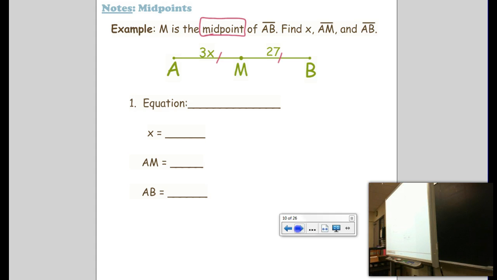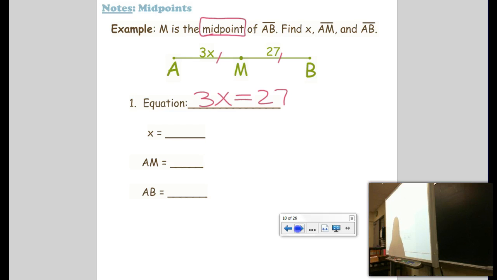So what is true about AM and MB? They're the same. Ding, ding, ding. So in our equation line, let's show the world that we know they're equal. Everyone put 3x equals 27. Did I add them? Did I put plus? No, some of you are going to add them. Adding them won't get us anywhere. They are equal.